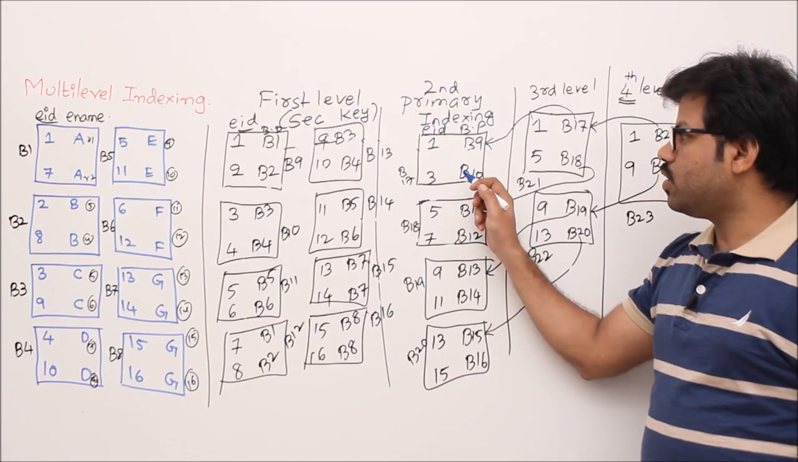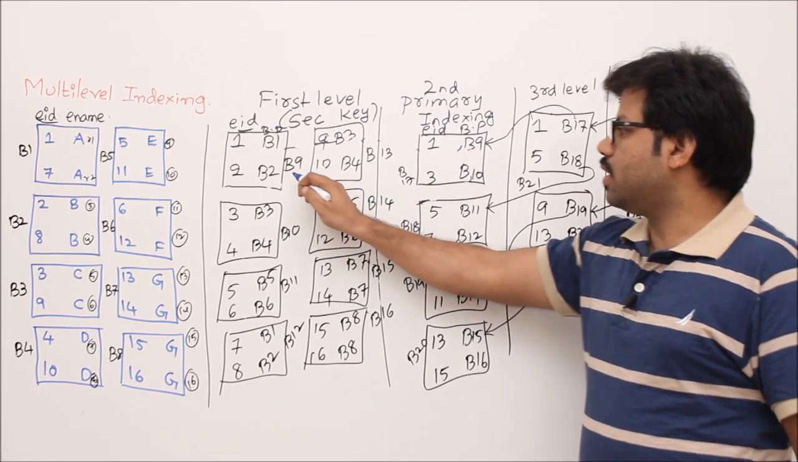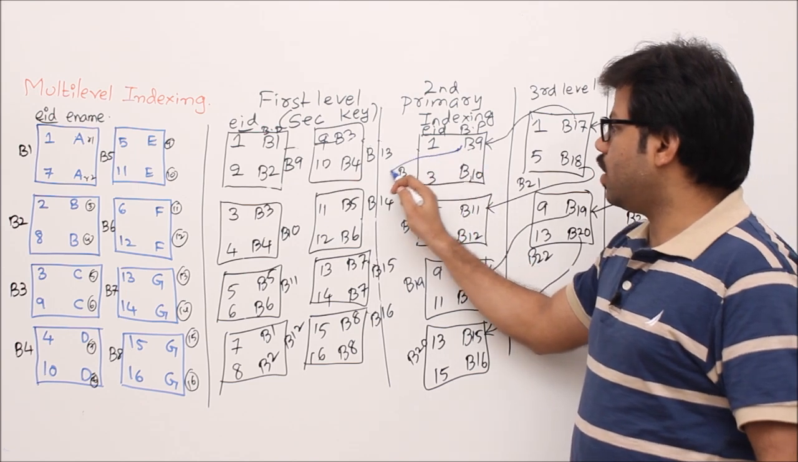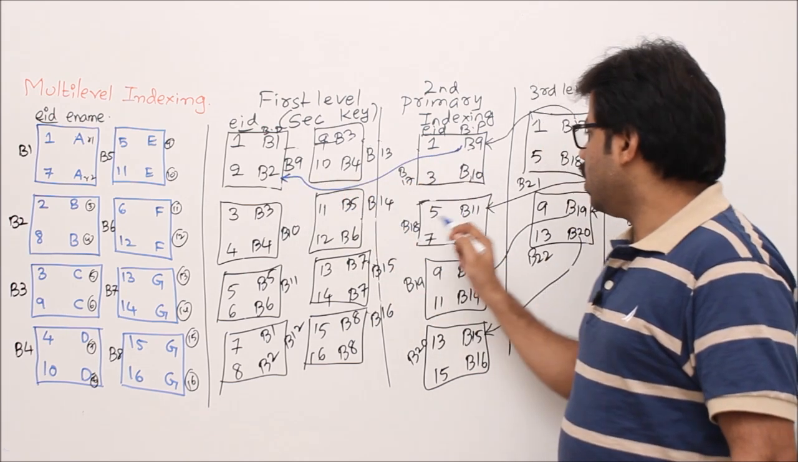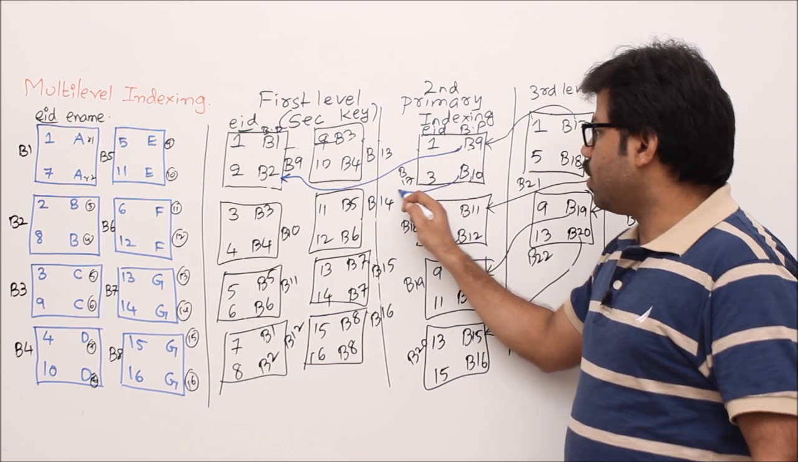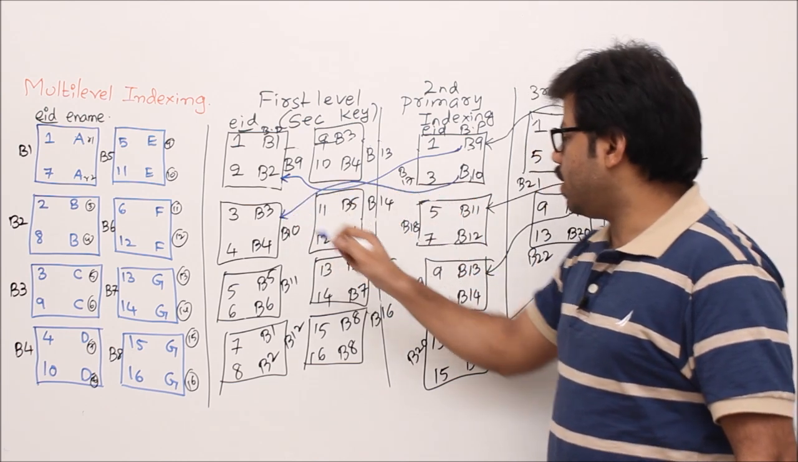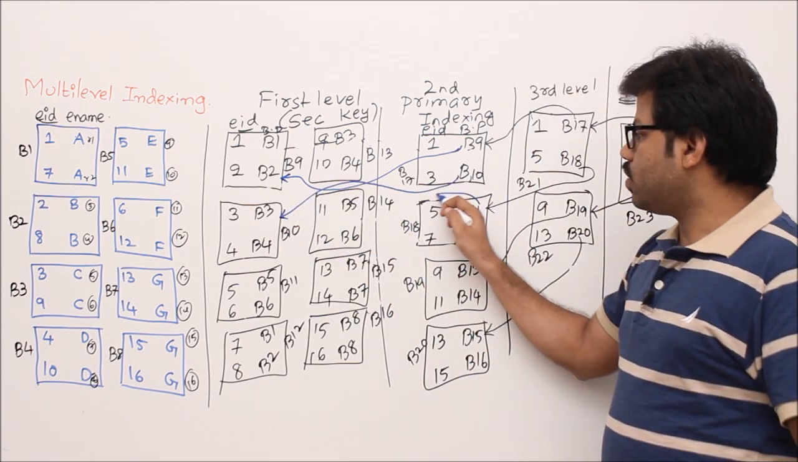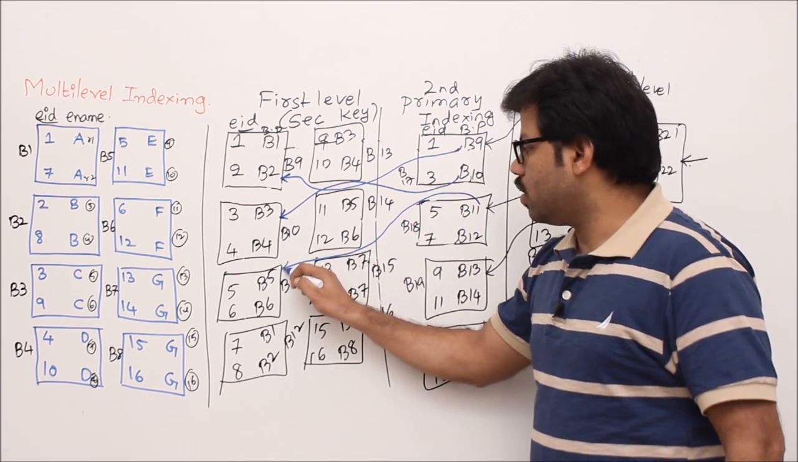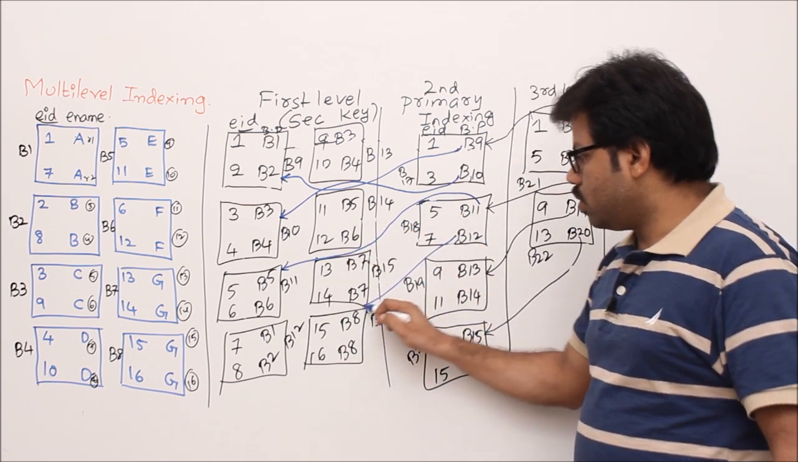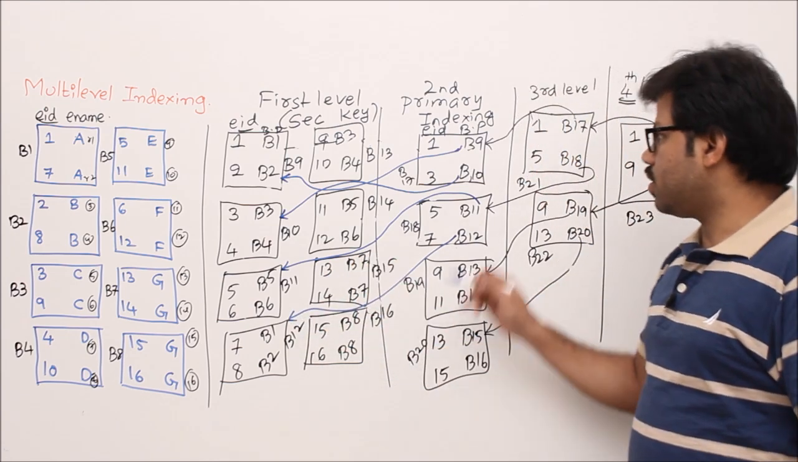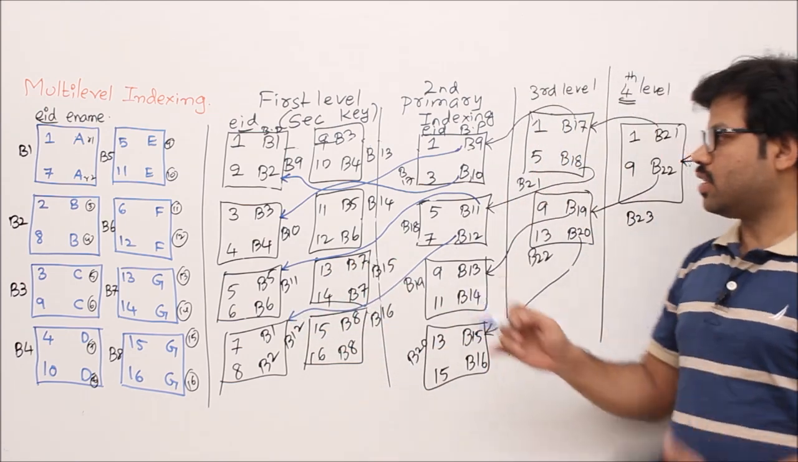Now here B9 points to, see here, B9 is here. So we have to show the pointer like this, right? So B9 points here and B10. B10 goes like this and B11. So B11 points to this box and B12 points to this box. In that way we have to show the remaining pointers. Okay, I'm not showing, but you can understand.